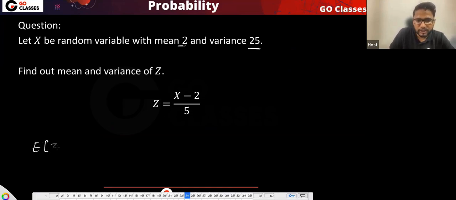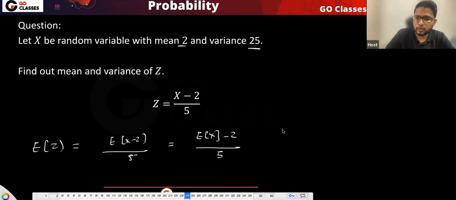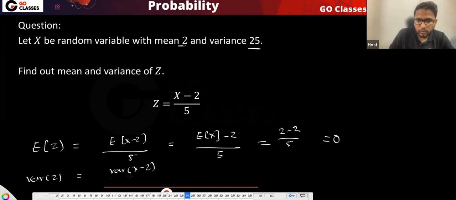Can you calculate the expectation of Z? It is expectation of (x minus 2) by 5. Because this is a constant, you can take this outside. And expectation of x minus 2 is expectation of x minus 2. Expectation of x is what? 2. So it is (2 minus 2) by 5, which means it is 0. It is coming out to be 0. What about the variance of Z? It is variance of (x minus 2) by 25, right? And this minus 2 will not matter. What is variance of x? It is 25. So 25 by 25, it is 1. So that's how you can calculate.